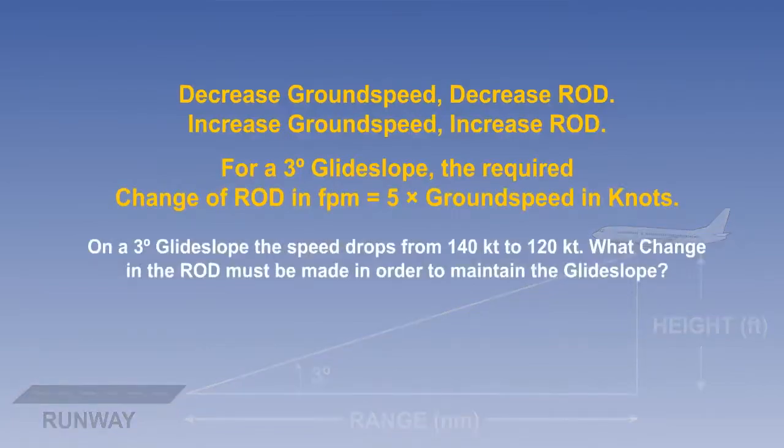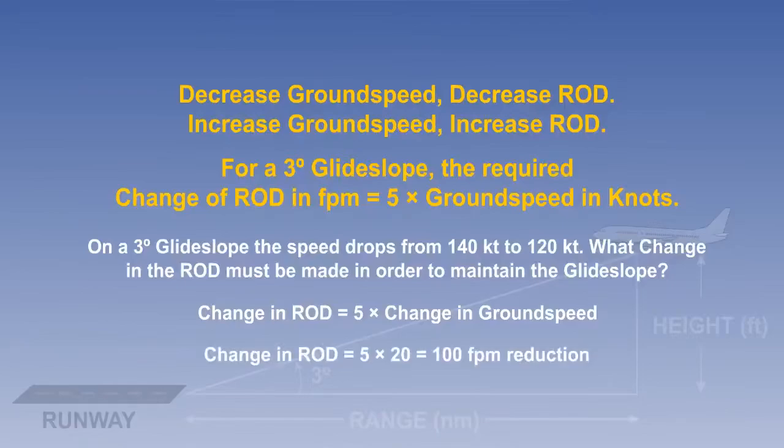So, if we are on an ILS approach into London Heathrow, which has a 3-degree glide slope, and the speed drops from 140 to 120 knots, what change in the rate of descent must be made in order to maintain the glide slope? The ground speed has reduced by 20 knots, so the rate of descent must be reduced by 5 times 20, which is 100 feet per minute.